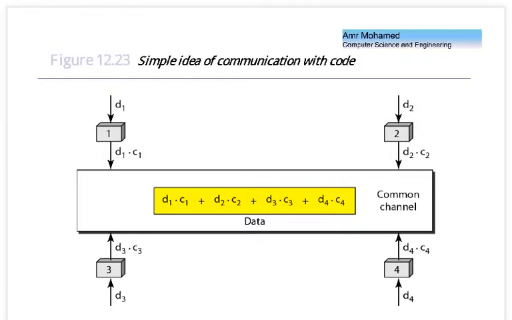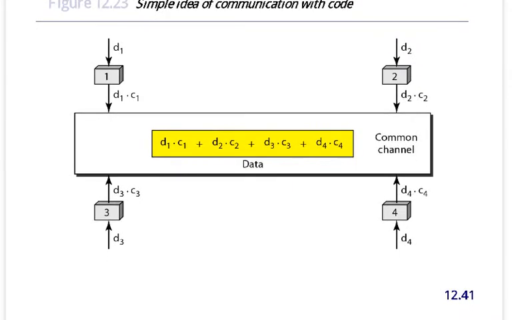Okay, so simply the composite signal will be the summation of all this data multiplied by the code. So basically the product of the data vector multiplied by the matrix of all the codes.